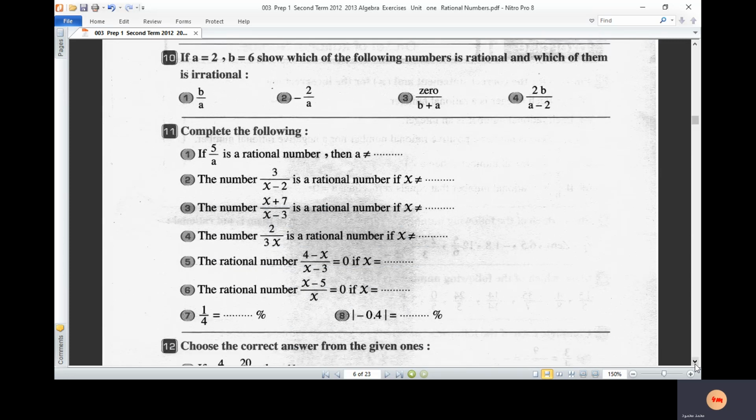Number 10. If A equals 2 and B equals 6, show which of the following numbers is a rational number and which of them is irrational. A over B equals 2/6, it's a rational number. -2/A, with A equal to 2, will be -2/2, which is -1, it's a rational number.